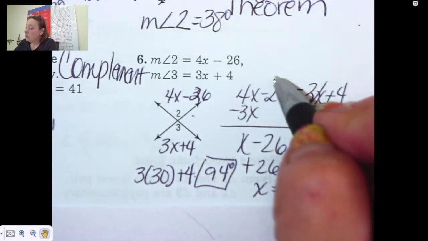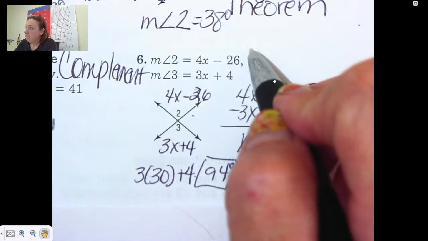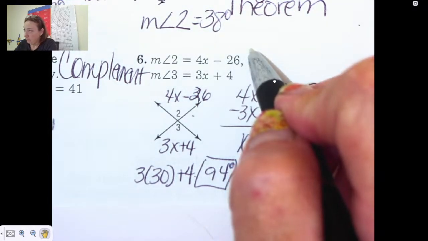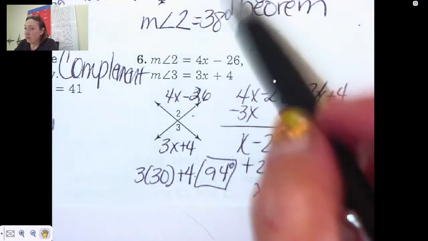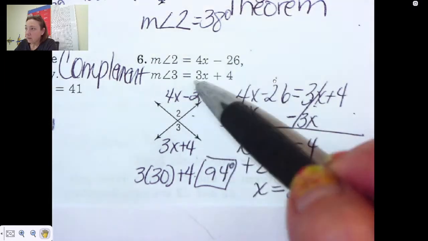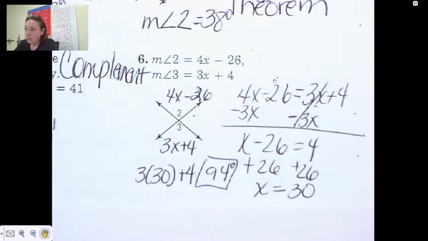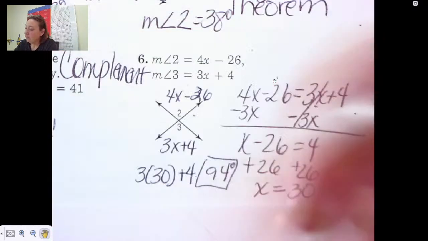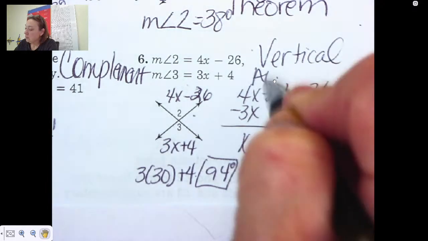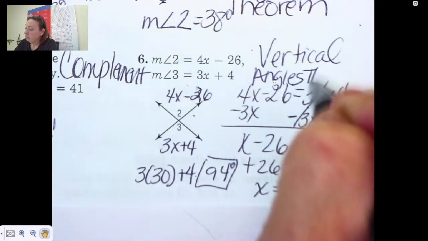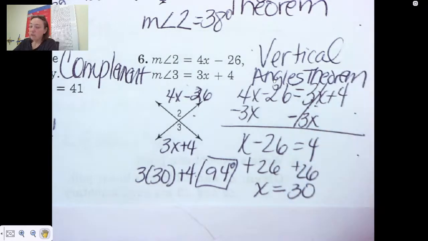What theorem did we use? Are they actually triangles though? What kind of angles are they? Starts with a V. Vertical. So we use the vertical angles theorem.